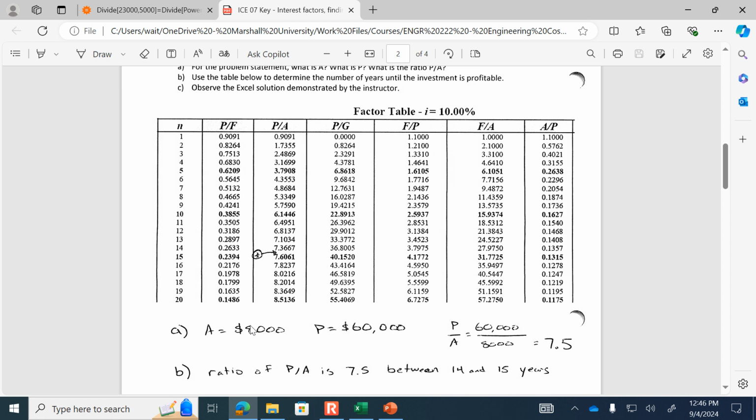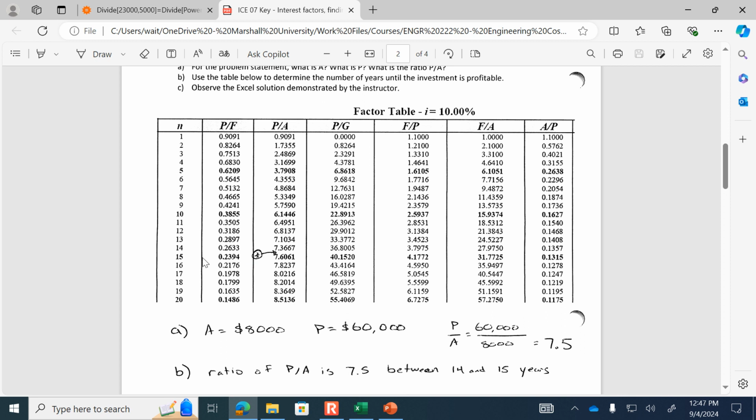A is 8,000, P is 60,000. So if you divide P by A, you get 7.5. So look on the P/A column. If you go down and find at what point, how many periods until you get the P to A ratio equal to 7.5. It looks like the crossover point is between year 14 and year 15.